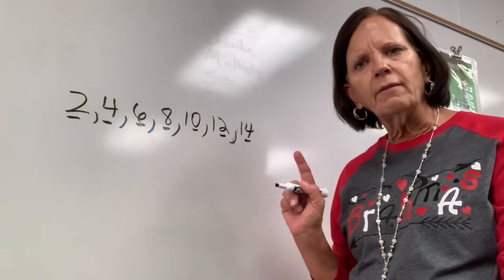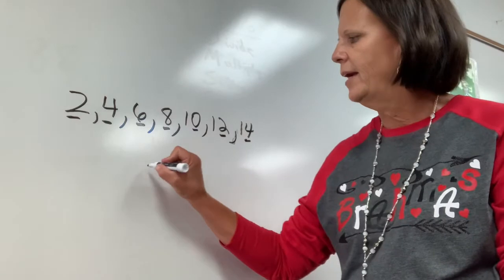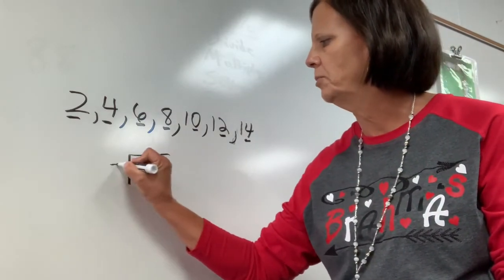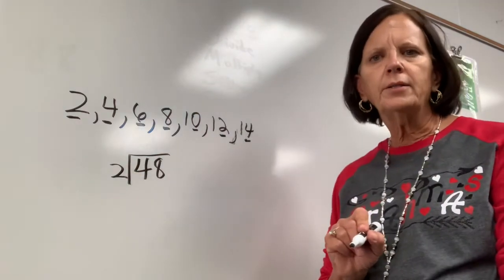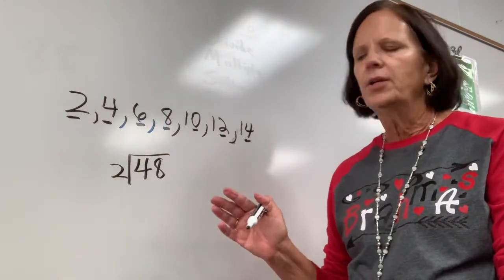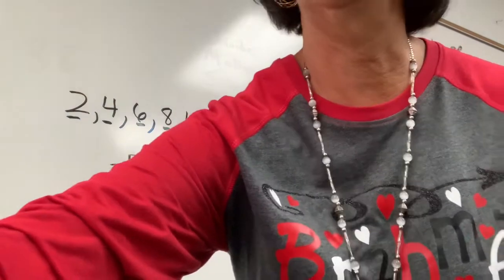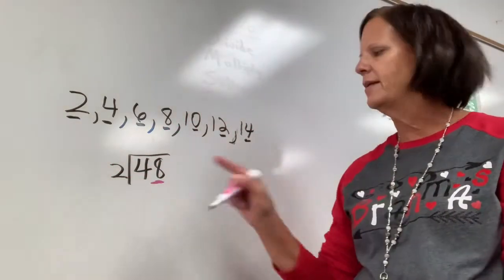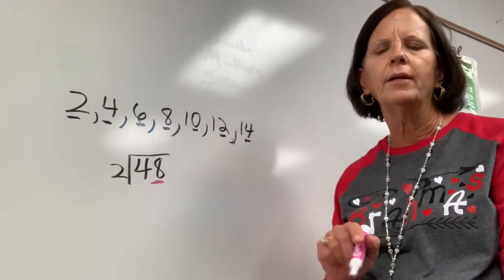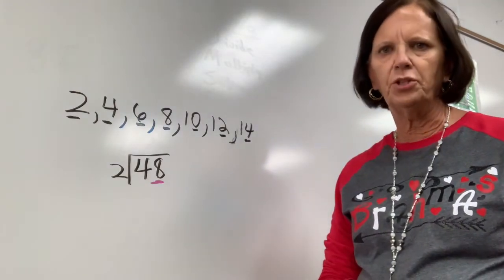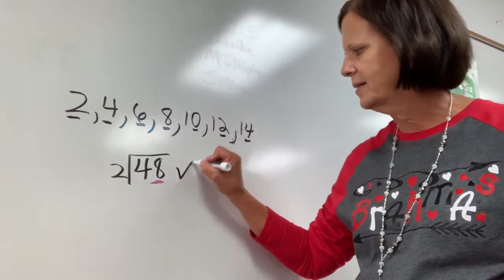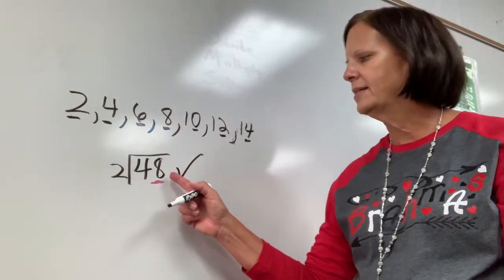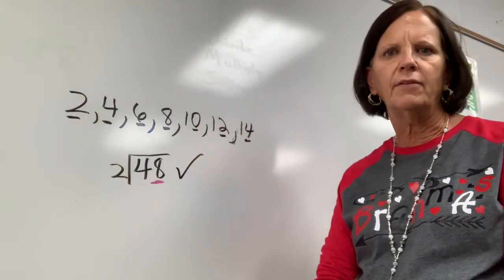So if I give you a number, any number, and I say, hey, is 48 divisible by 2? You could do the division, but you can just look in the one spot, and as long as that digit, that number in the one spot, is even, you don't even have to do the division. You can just say, yes, that number is divisible by 2. Why? Because in the one spot, it's got an even number.